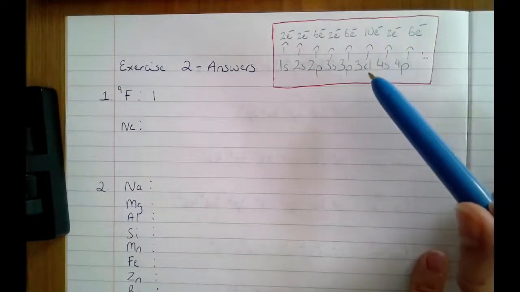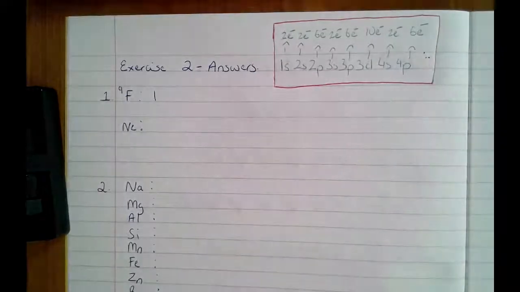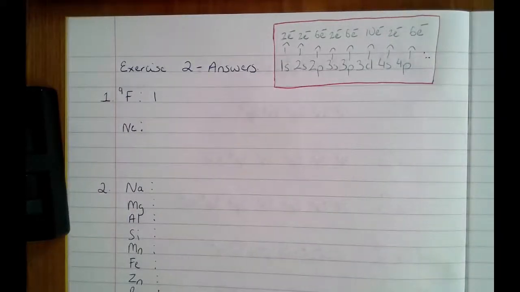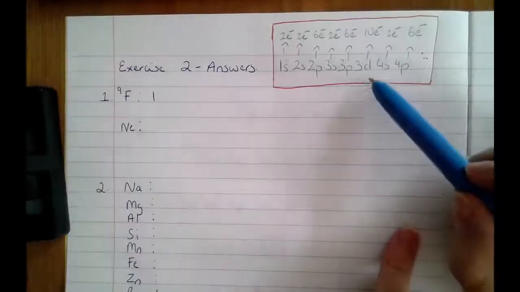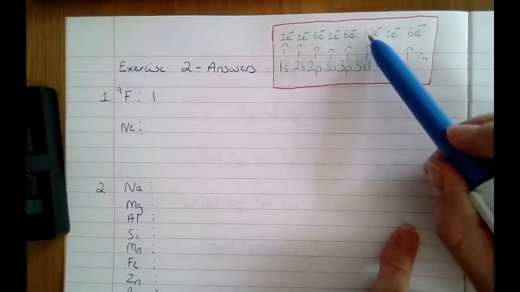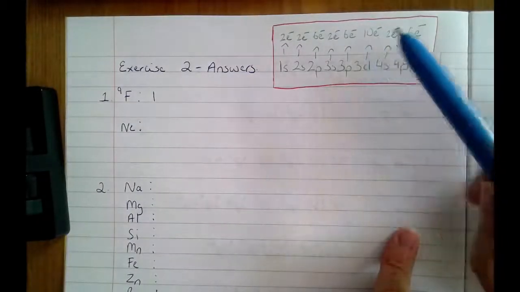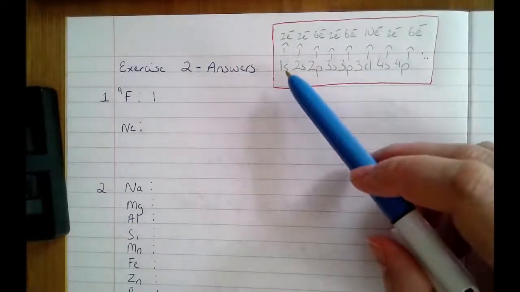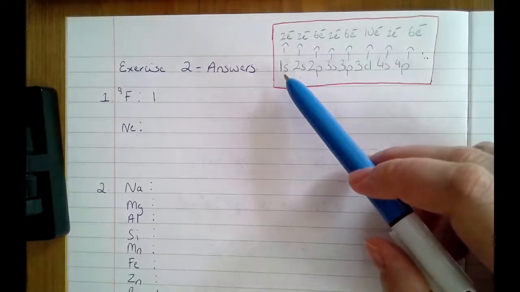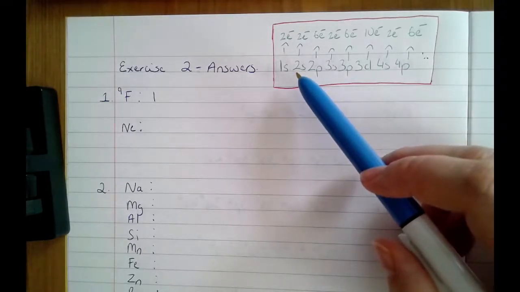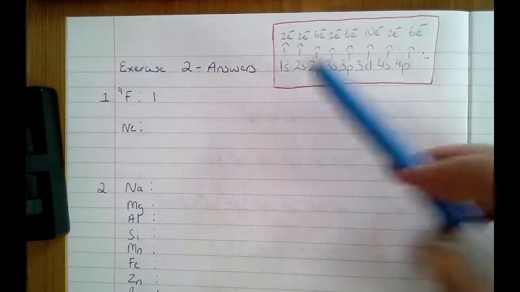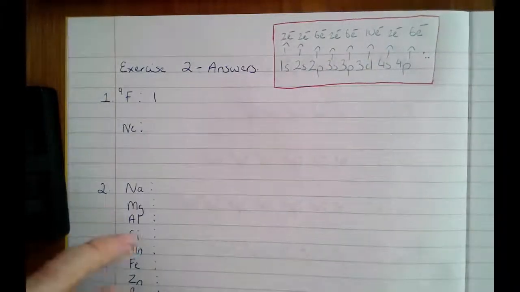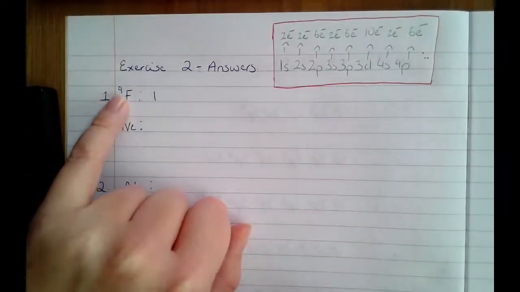And for a d subshell, each d subshell has 5 orbitals. Each orbital holds 2, meaning a d subshell in total can hold 10 electrons. The rules are the same as GCSE. You start with the lowest available energy orbital, and you don't move on to the next orbital until that orbital is full. So if we start here with fluorine, fluorine has got 9 electrons in total.